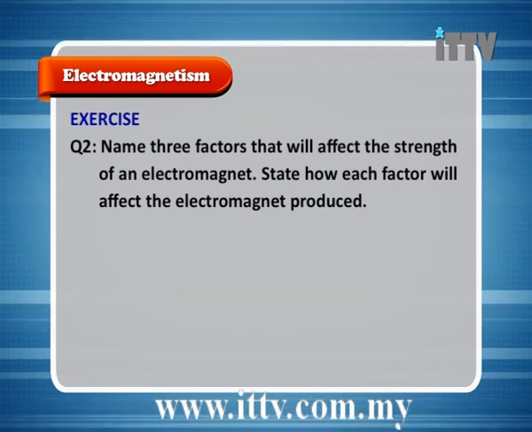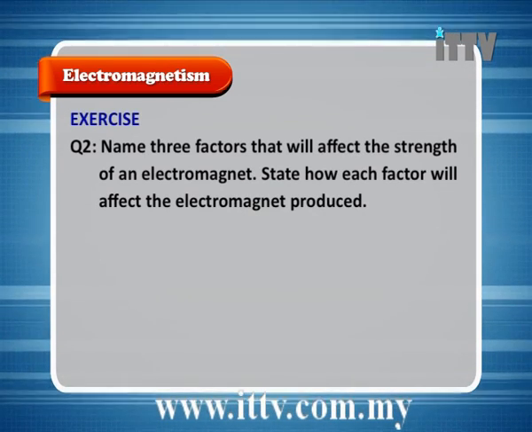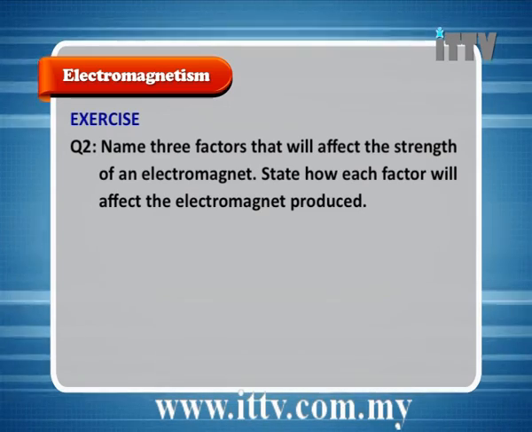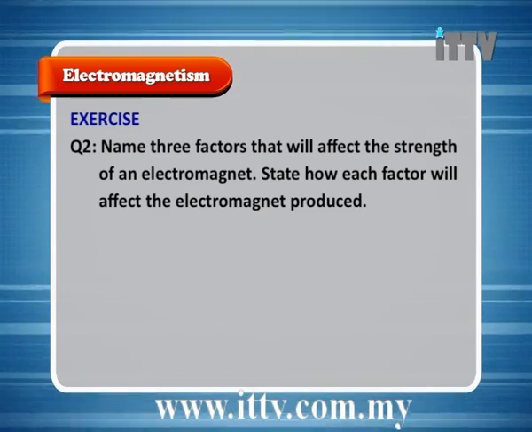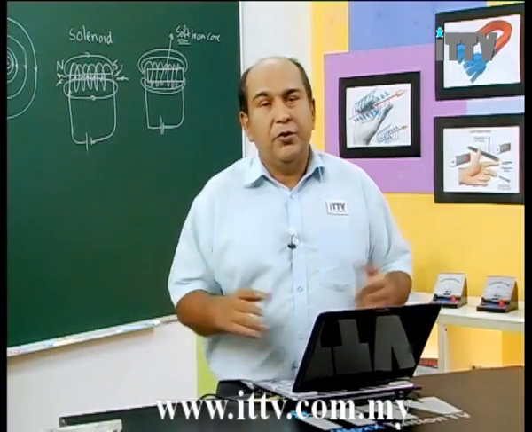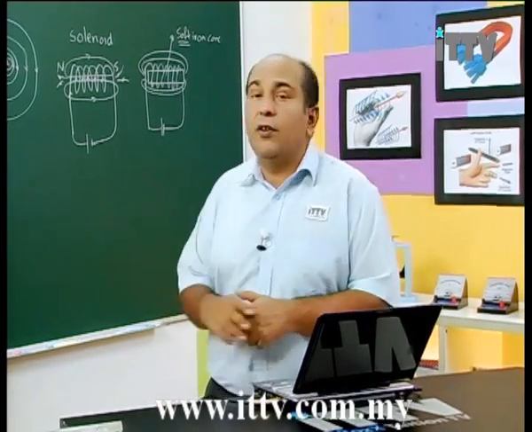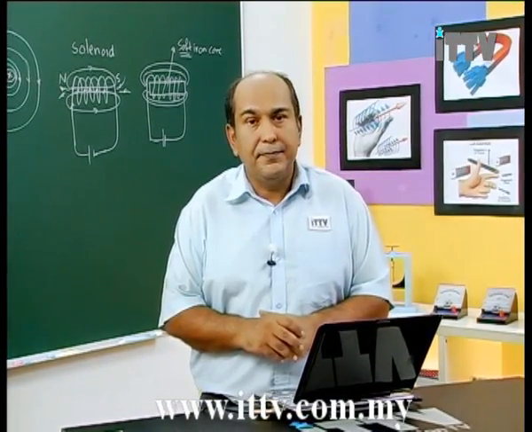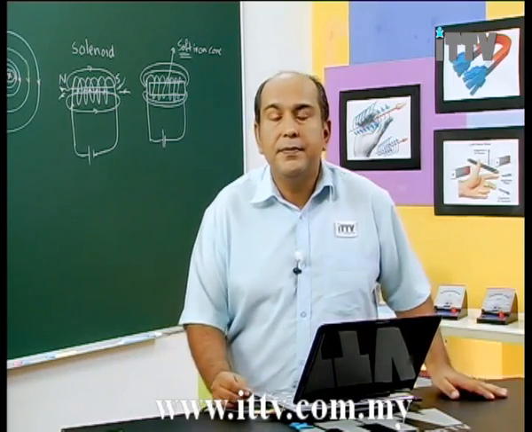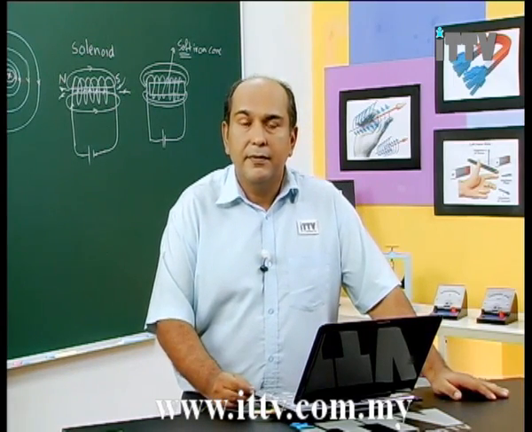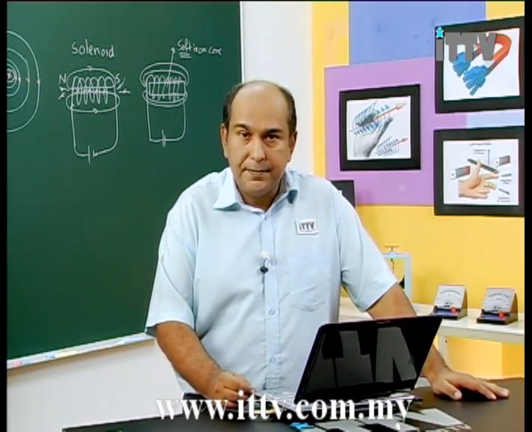Name 3 factors that will affect the strength of an electromagnet. State how each factor will affect the electromagnet produced. We've been through these. What are the 3 factors that affect the strength of our electromagnet? Write them down. Have you done it? Good.